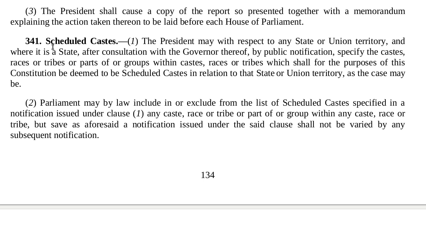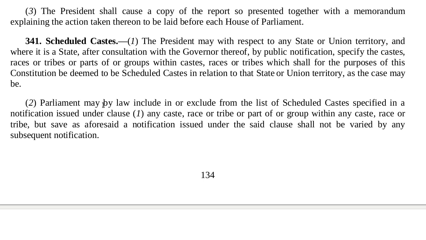Article 341. Scheduled Castes. 1. The President may, with respect to any state or Union territory, and where it is a state, after consultation with the Governor thereof, by public notification, specify the castes, races or tribes or parts of or groups within castes, races or tribes which shall for the purposes of this Constitution be deemed to be Scheduled Castes in relation to that state or Union territory, as the case may be.